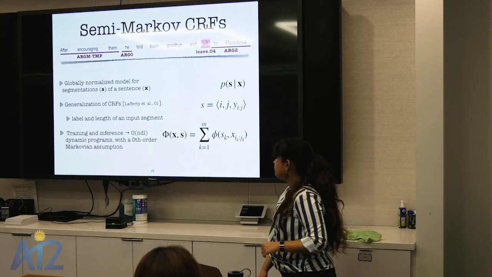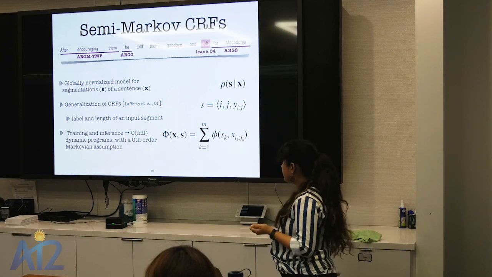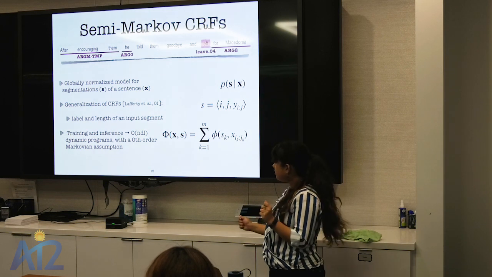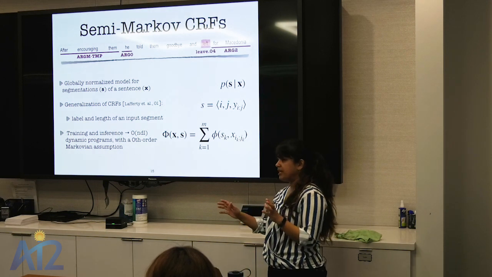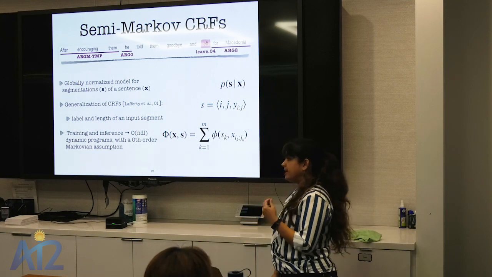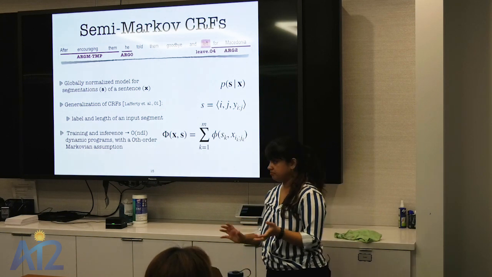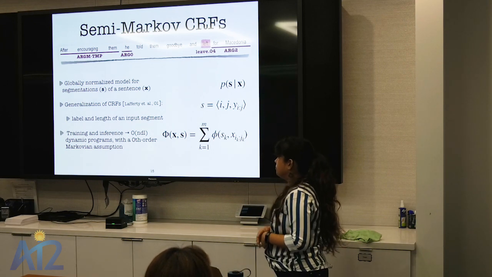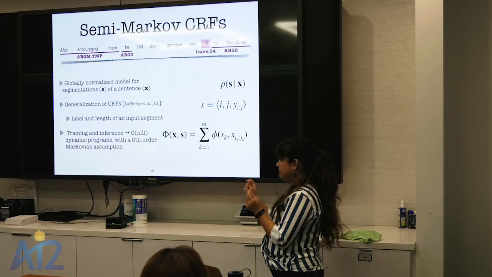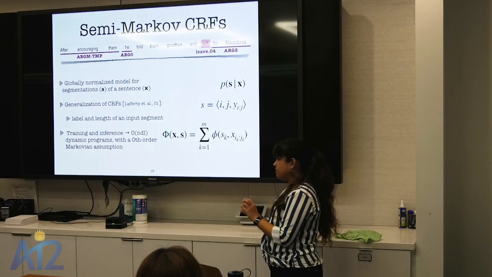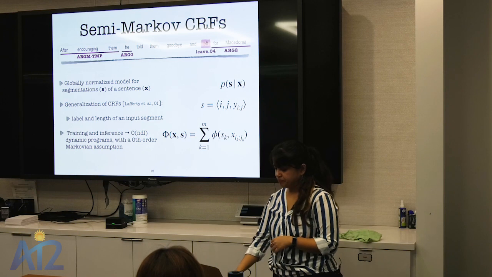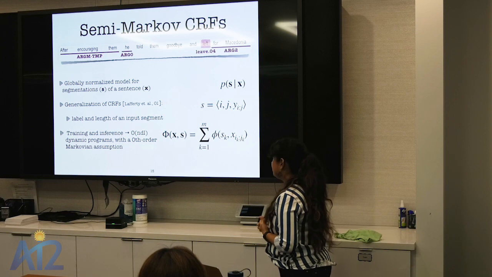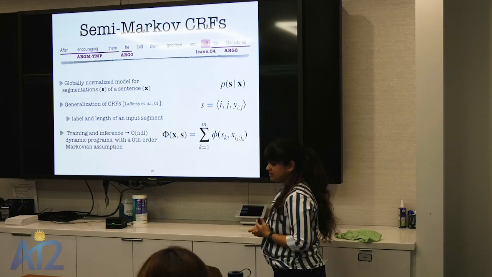And here, training and inference can be given by dynamic programs. The complexity here is O of NDL. N is the length of the sentence. D is the maximum length of the spans we want to consider. And L is the number of labels. These are semantic labels here. And we use a 0th order Markovian assumption because we are already scoring spans, so we have some amount of information about contiguous positions. I mean, you could use a higher order Markovian assumption, but that would make things way more expensive.